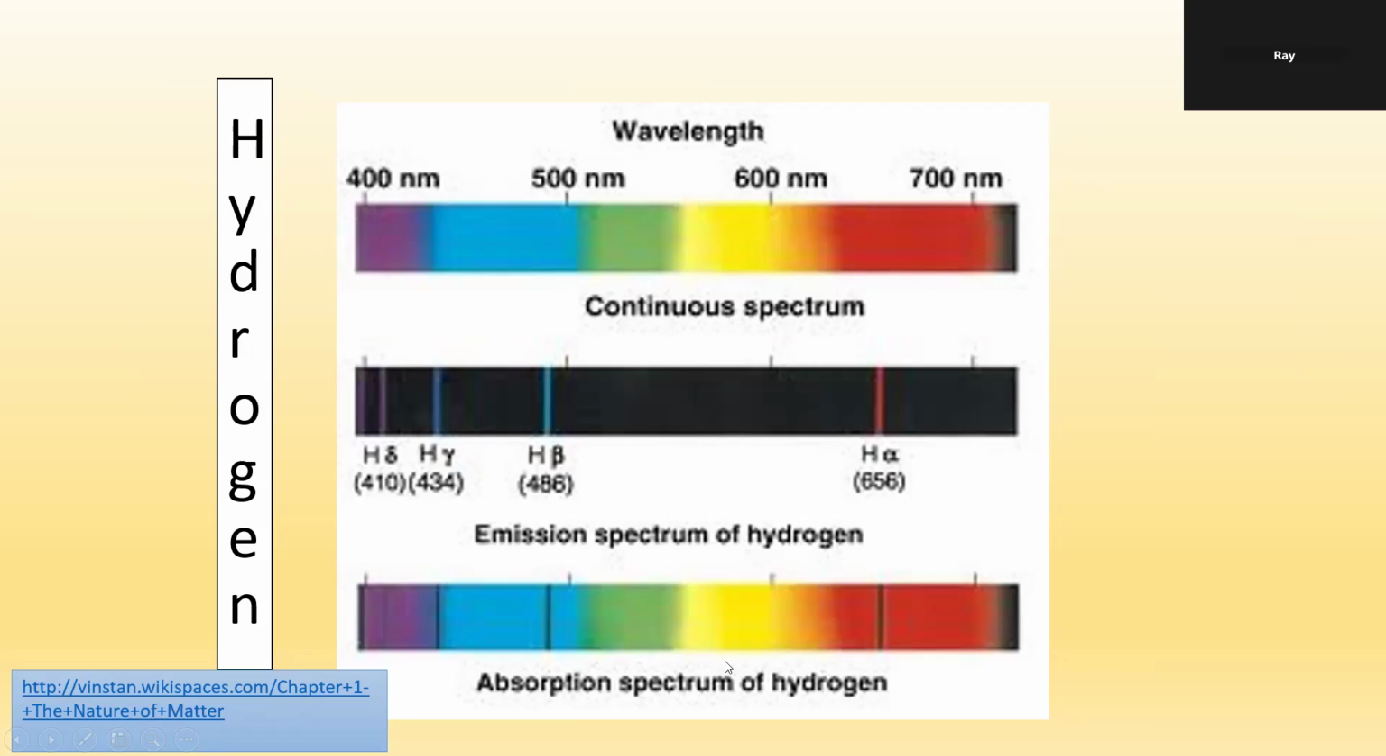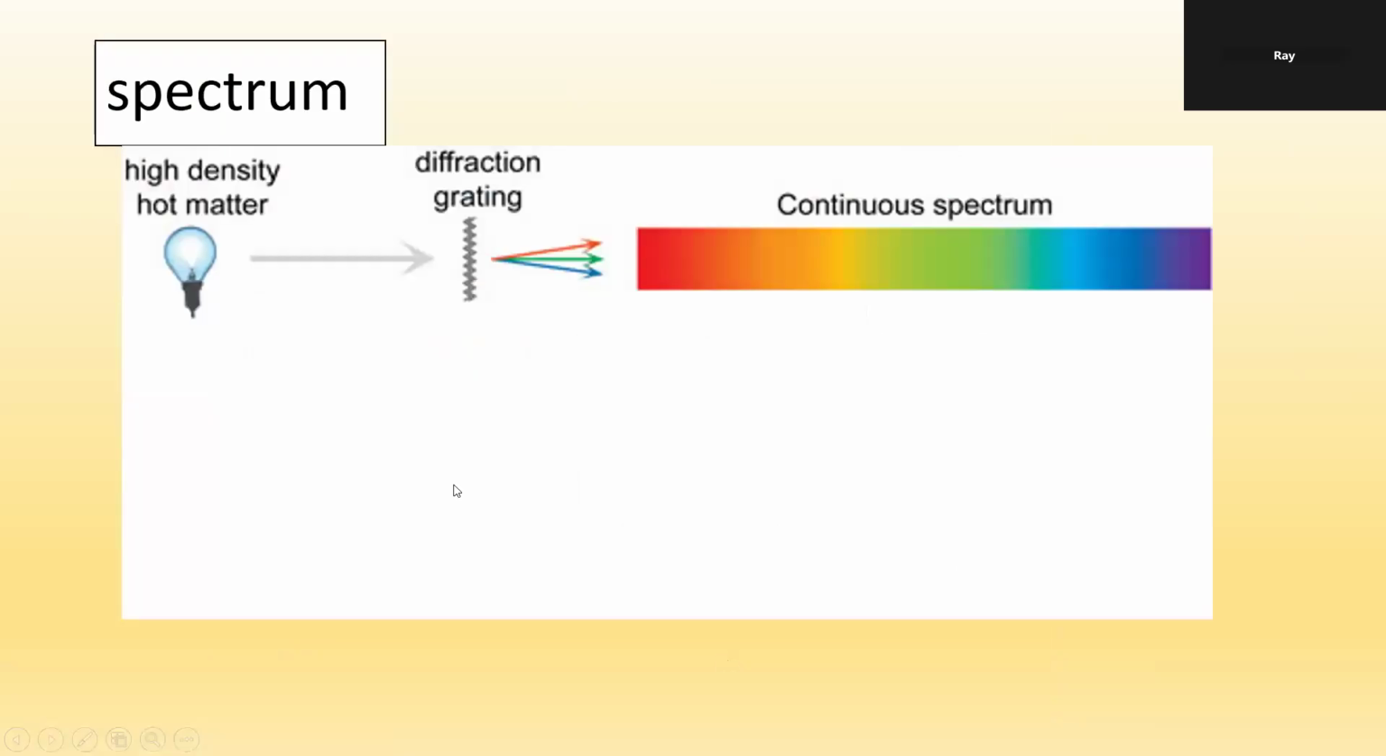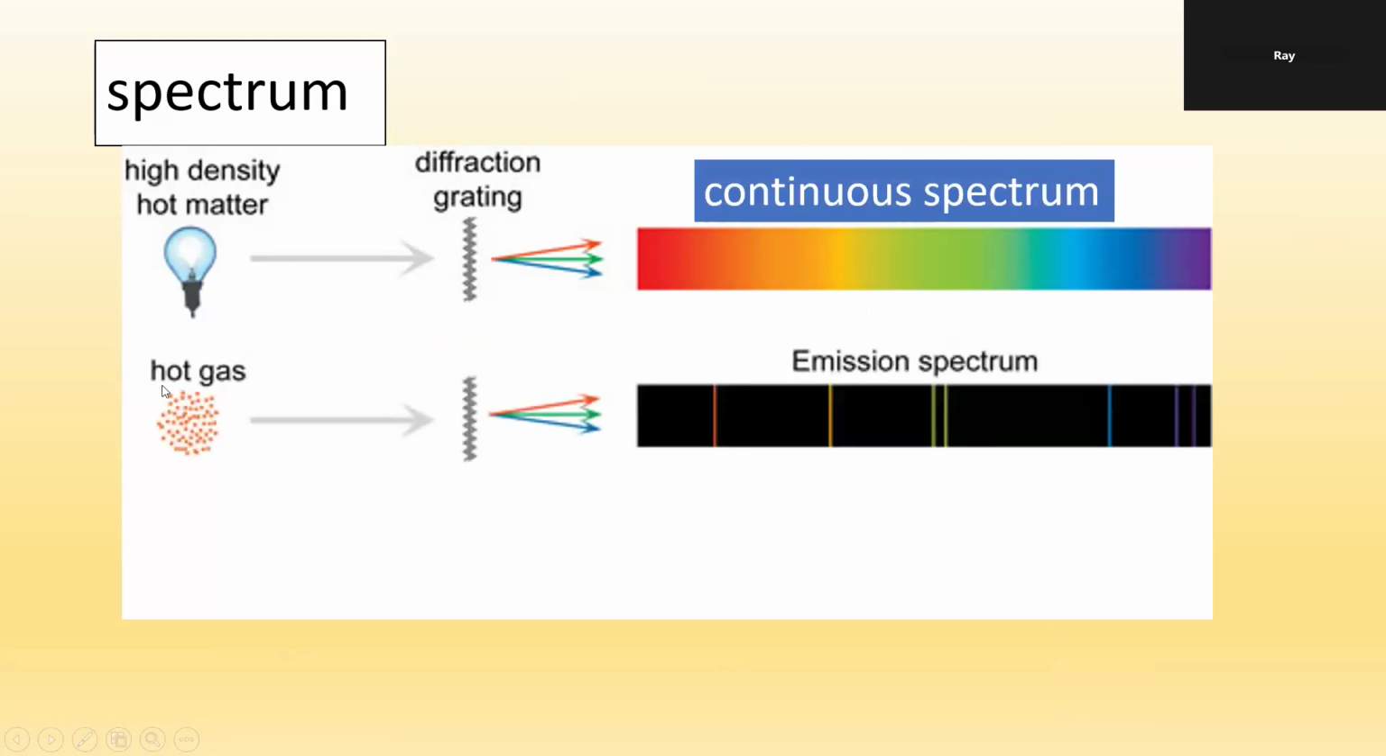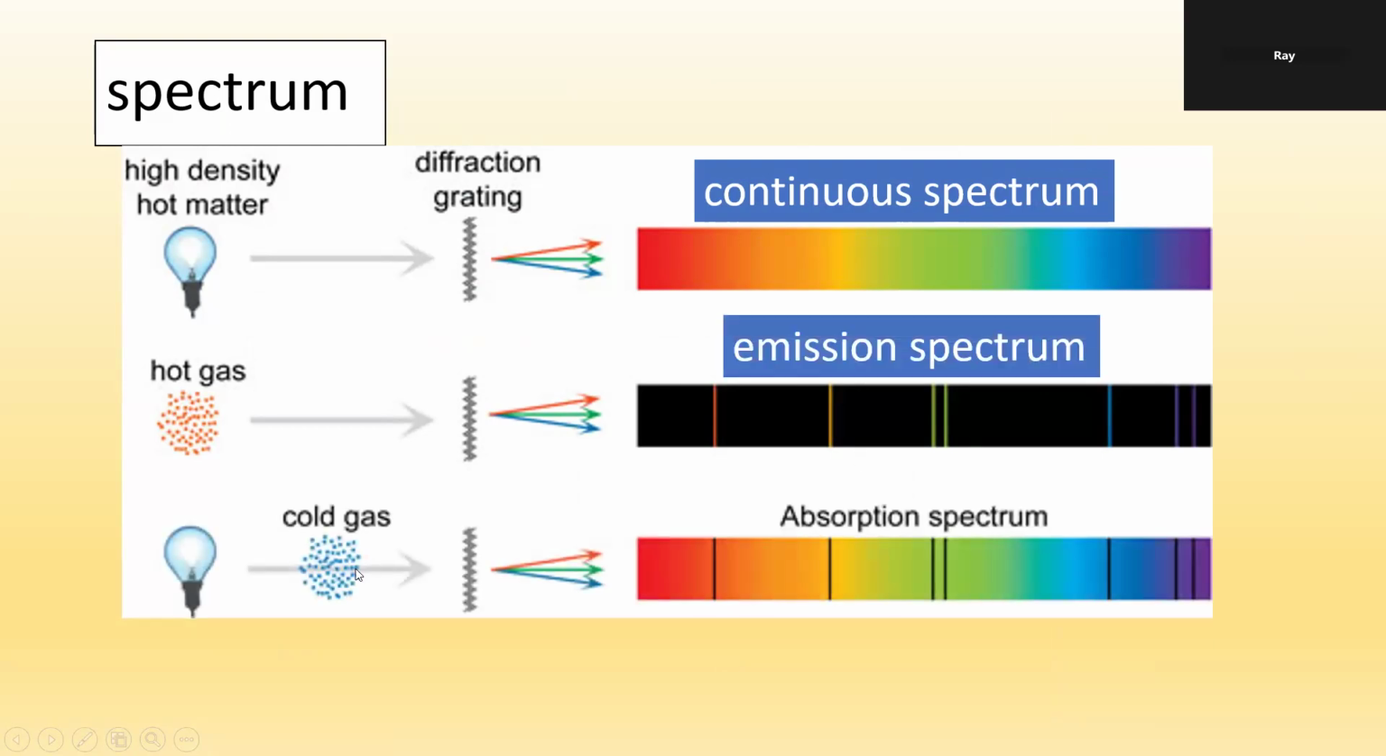Okay, here we have a bulk, high density hot metal passing to diffraction grating. We got continuous spectrum. Right? We have a hot gas passing to diffraction grating. We see emission spectrum. And we combine these two together. That means continuous spectrum pass through cold gas, pass through diffraction grating, we get absorption spectrum.